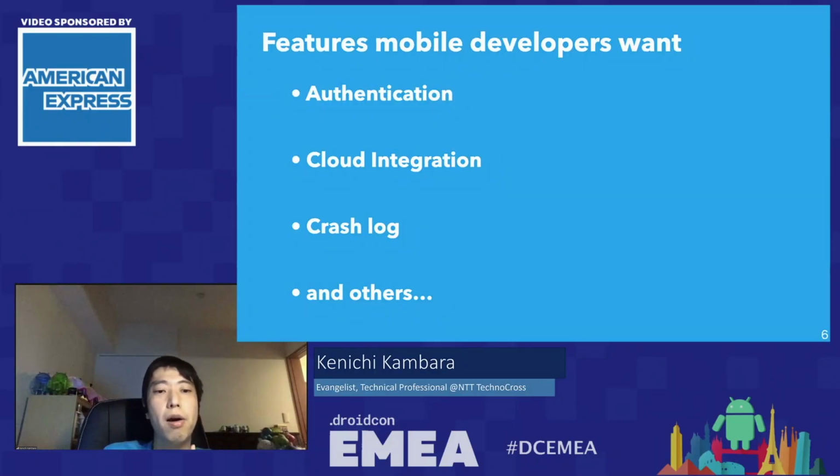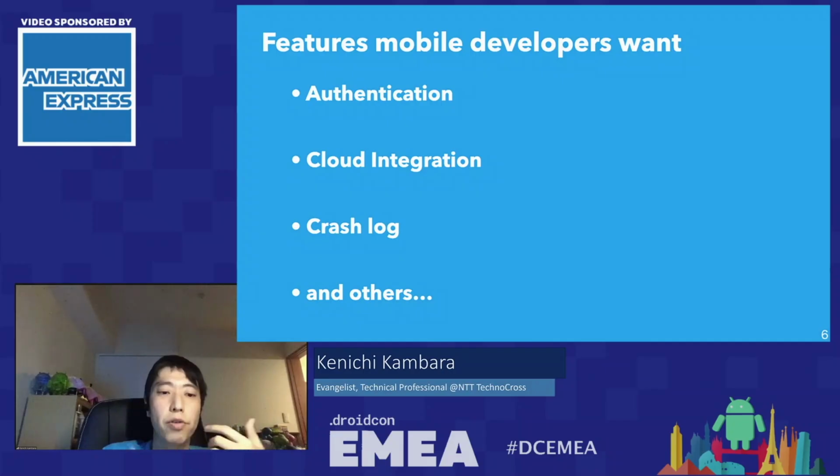By the way, there are so many features mobile developers want. First is authentication. Most mobile apps require an authentication feature, such as logging in with Google, Facebook, Twitter, and more. Second is cloud integration. Most mobile apps keep app data on the cloud. By this backup feature, we can easily synchronize our data between cloud and smartphone. It's a very important feature.